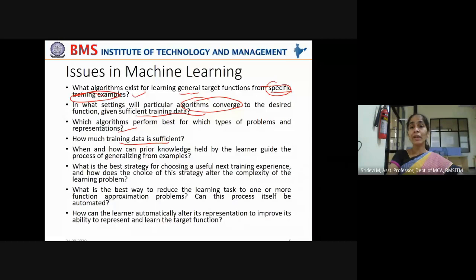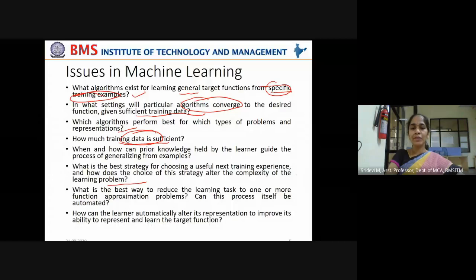And you will eventually get this experience as you go on working with data sets. You will understand how much training data set size will be a good one for your machine learning model development. And the next point is, what is the best strategy for choosing a useful next training experience, and how does the choice of this strategy alter the complexity of the learning problem? Now, what should be the next useful training experience you provide to the machine in order to make better predictions? Okay, that also matters.